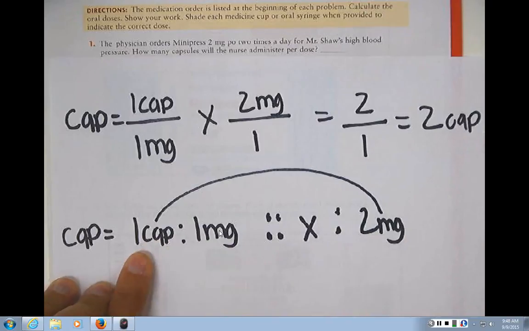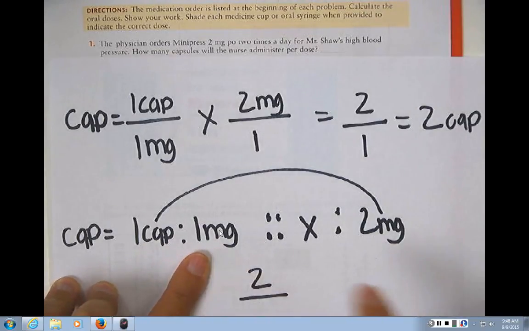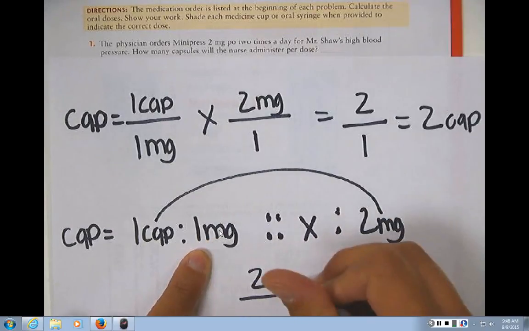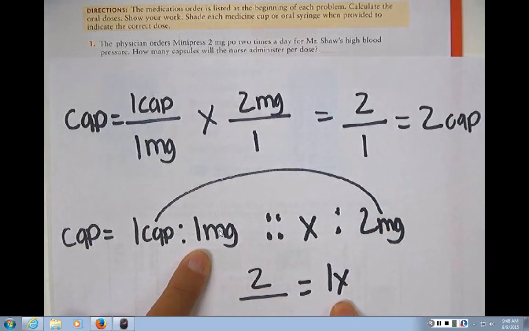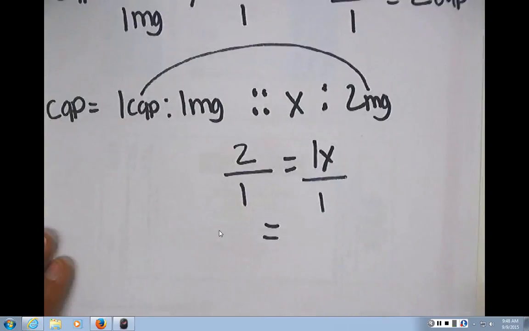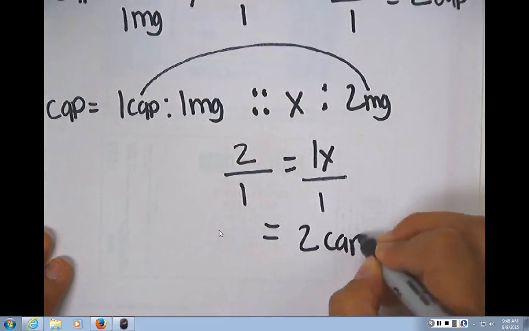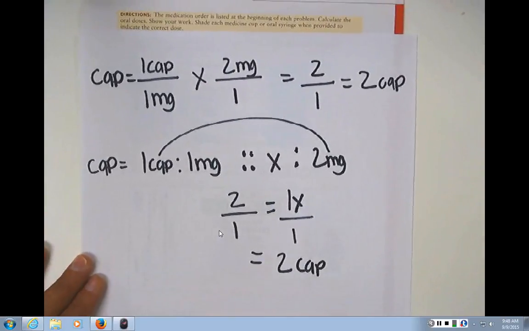So 1 times 2 is 2. And then I'm going to multiply my inners. 1 times x is x. So 1x. To get rid of this 1 and x, you have to divide by 1 on both sides. So divided by 1, and you end up getting 2 divided by 1 is 2. So that's two different ways of solving the same problem.